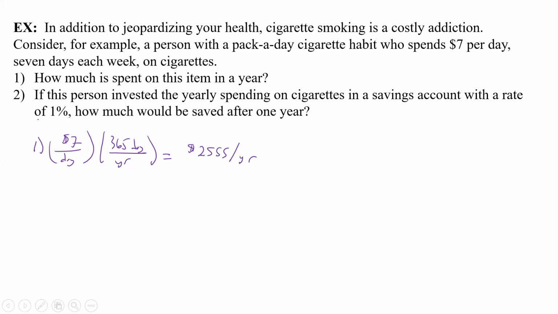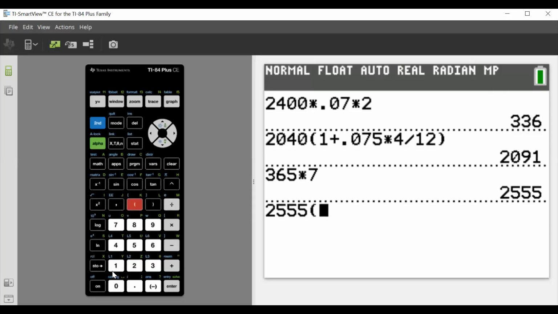Now it says if this person was smart instead and invested the amount they spent on cigarettes into a savings account with even a small interest rate of 1%, how much should be saved after 1 year? All right, so that means we're going to use our future value. And so that's going to be 2,555 times 1 plus our rate, which was 1%, so that's 0.01, times the time. Well, that was just 1. So now we're going to plug all that together. So we'll have 2,555 times 1 plus 0.01 times 1, parenthesis.